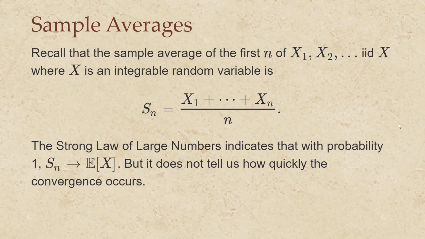Recall that the sample average of the first n values of X_1, X_2, etc. that are IID X, where X is an integrable random variable, is S_n, which is X_1 plus X_2 plus up through X_n, divided by n. The strong law of large numbers indicates that with probability 1, S_n will converge to the mean of X. But it does not tell us how quickly the convergence occurs.